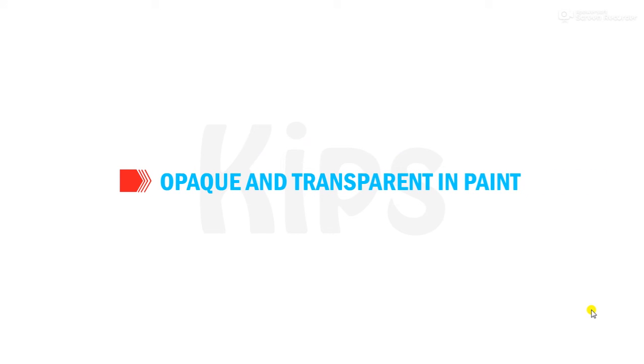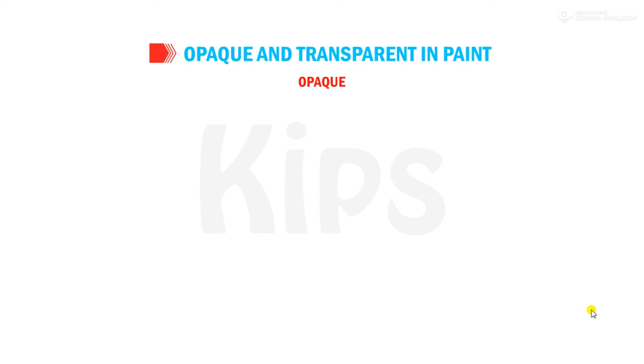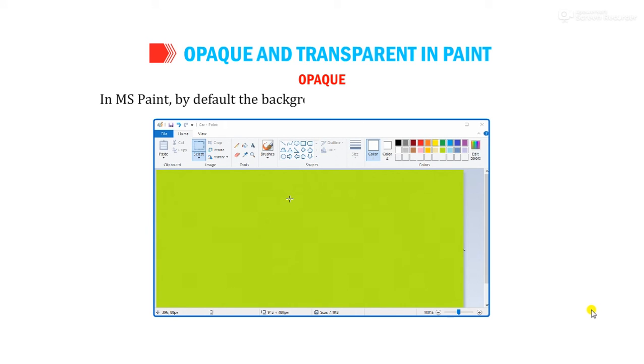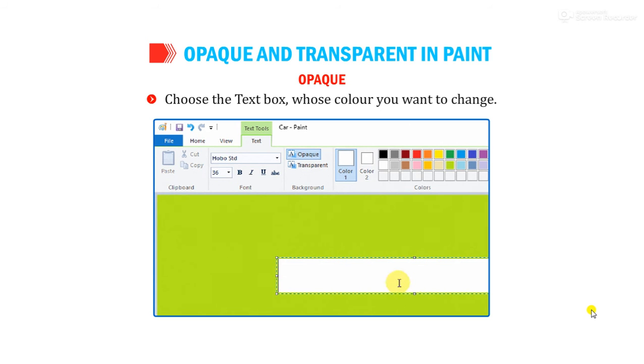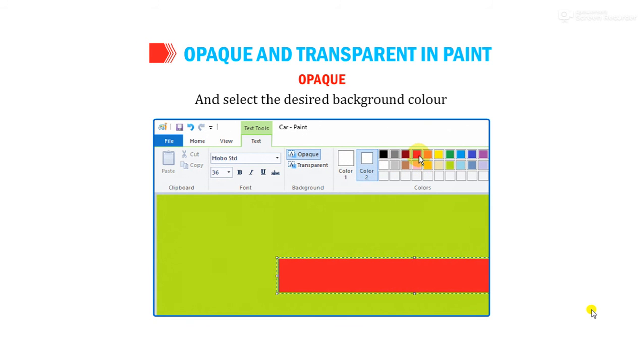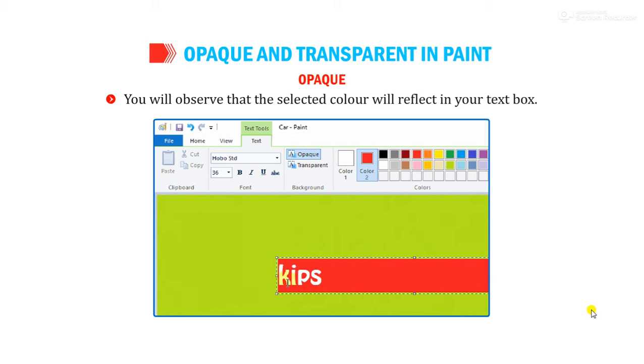Okay, students, let us find out opaque and transparent. Opaque. In MS Paint, by default, the background color of a text box is transparent. To change the background color of the text box, follow these steps. Select the Text tool from the Tools group on the Home tab. Choose the text box whose color you want to change. Click on the Opaque button present in the Background group. Select the Color To button from the Colors group and select the desired background color. You will observe that the selected color will reflect in your text box.